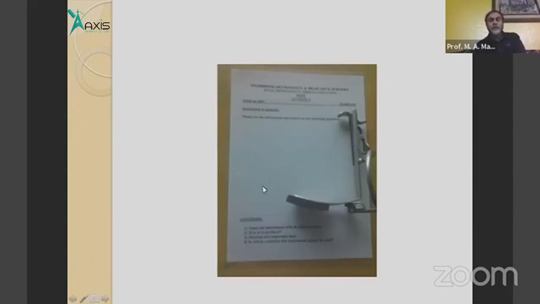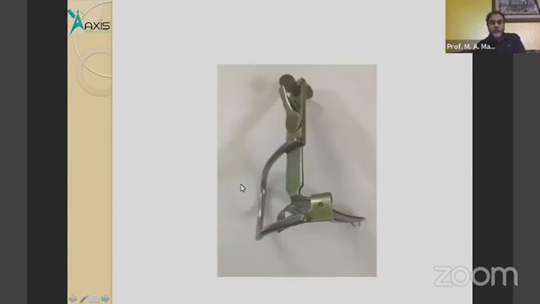This is another very common instrument given in the exam. Do you know what this is? The question is to name the instrument with its different parts. This is the Boyle-Davis mouth gag with tongue blades. This is the blade.